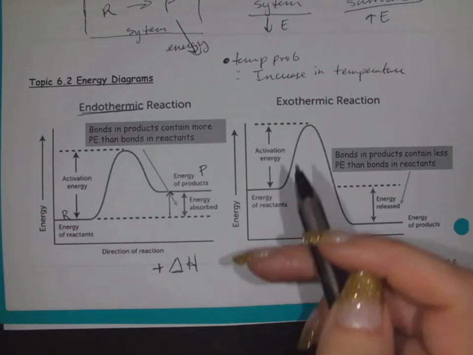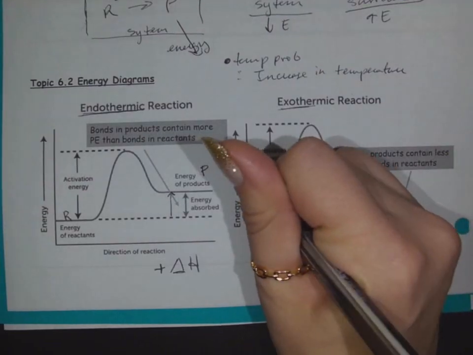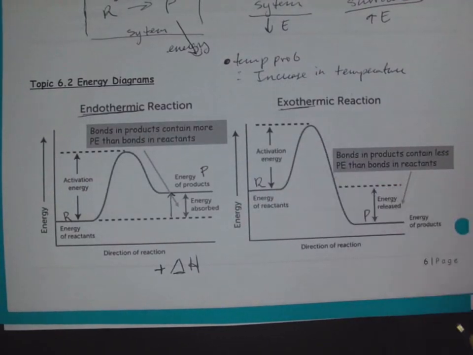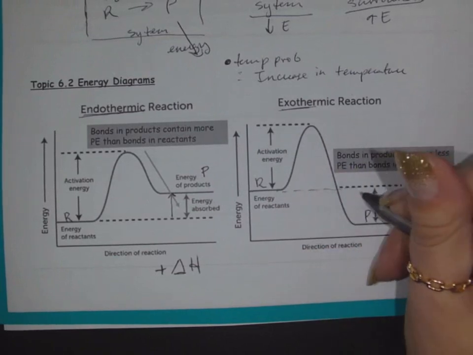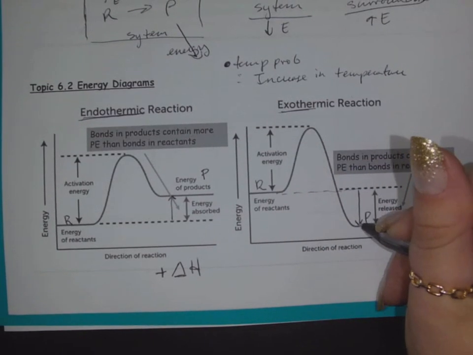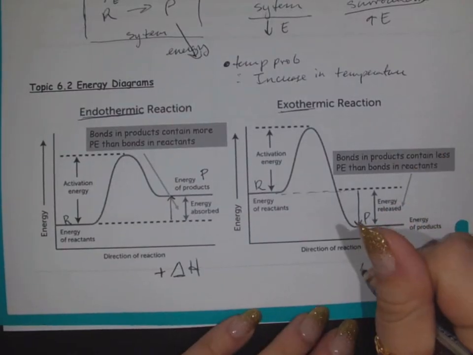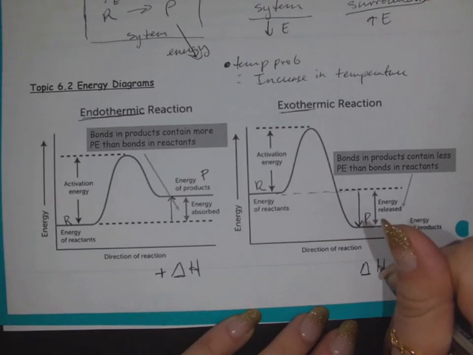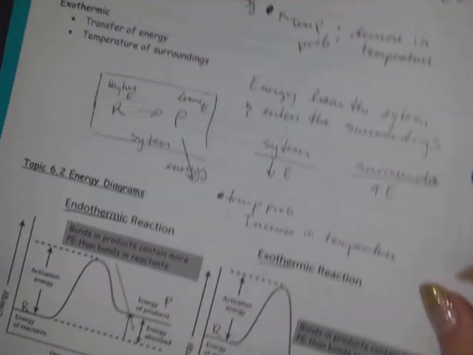The opposite is true when it's exothermic. When it's exothermic, the reactants are higher energy, the products are lower energy. And so in order to go from reactants to products, we are decreasing our energy. So the total change in enthalpy or energy would be negative because it's energy that's lost. And where is it lost to? The surroundings.